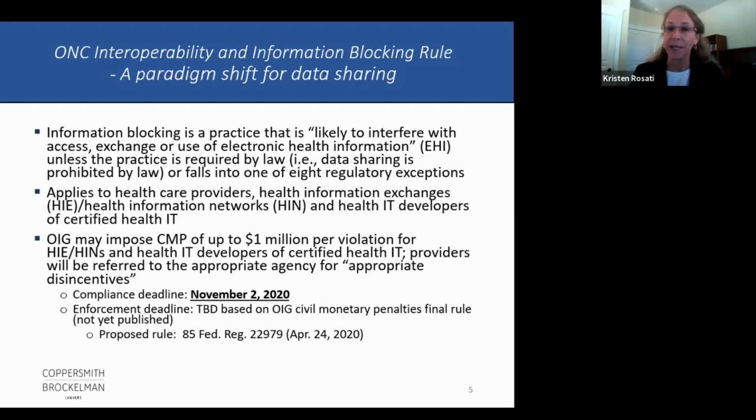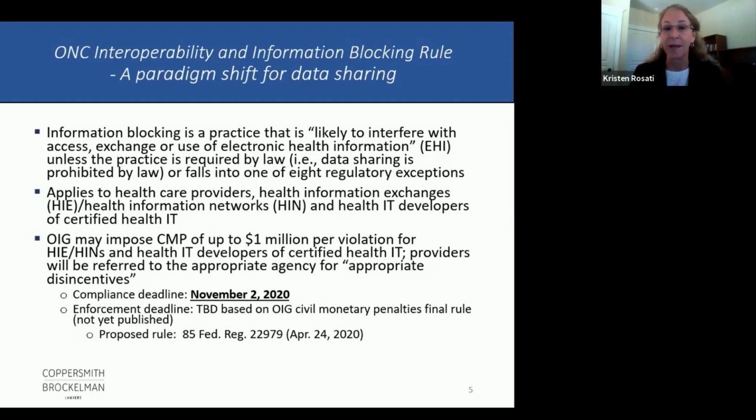There are unfortunately very large penalties associated with violations of the rule, up to $1 million per violation for health information exchanges, health information networks, and health IT developers. Providers are going to be referred to an appropriate agency for appropriate disincentives, which have not been defined yet. So the penalties are substantial. The compliance deadline is November 2nd, 2020.